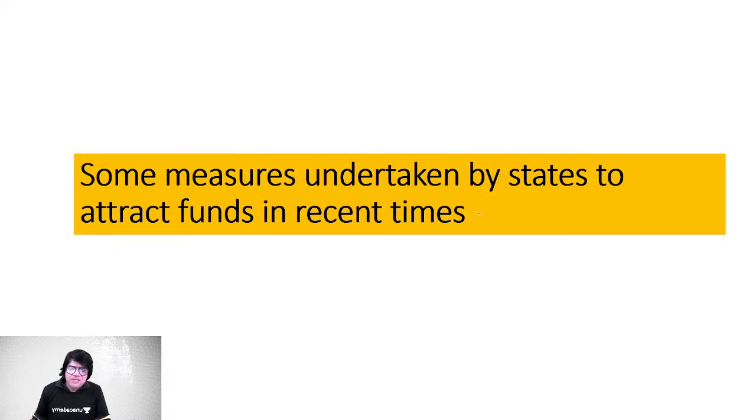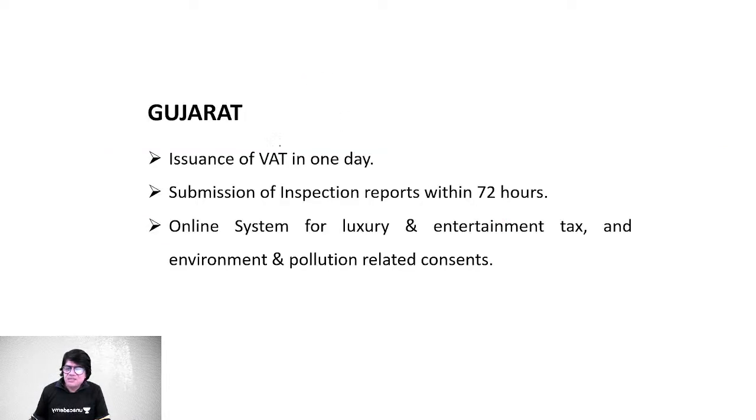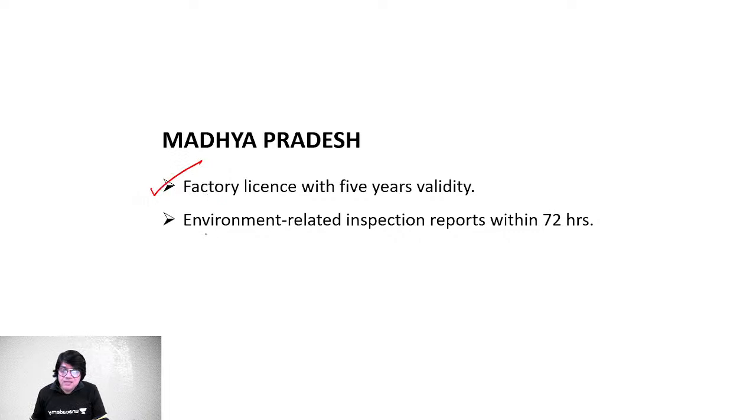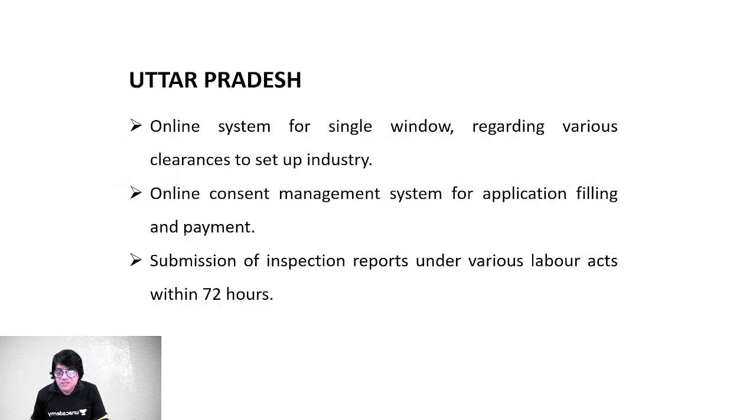Now, what are the measures undertaken by states to attract funds in recent times? Gujarat: issuance of VAT in 1 day, submission of inspection report within 72 hours, online system of luxury and entertainment tax, and environment and pollution related consents. Maharashtra has done its bit: GIS mapping of land banks, processes cut from 7 to 3, time reduced from 67 days to 15 days for electric connection, and self-certification of 16 labor laws. Madhya Pradesh: factory licenses with 5-year validity and environment related inspection reports within 72 hours.